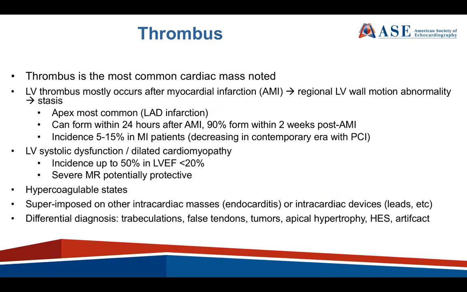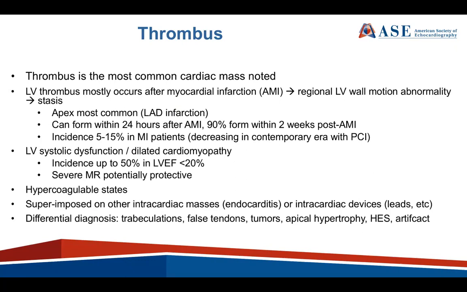And if we look at the left ventricle, left ventricular thrombus mostly occurs after acute myocardial infarction that results in left ventricular wall motion abnormalities and stasis of blood. Most commonly, we see this in the apex, but it also can be seen in other aspects of the left ventricular chamber itself. We tend to see the apex involved mostly with an LAD infarction. So if that's part of a question set that's given, that's what your suspicion should be raised with.